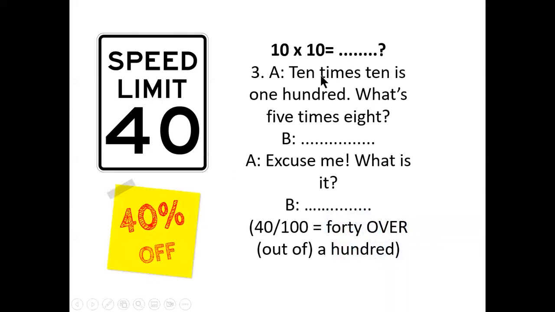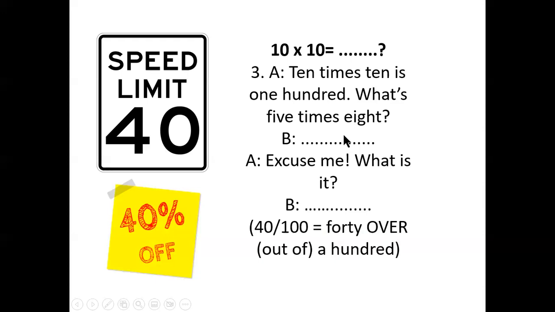10 times 10. Speed limit 40. 40% off. You will not pay 40% of the purchase. 10 times 10 is 100.